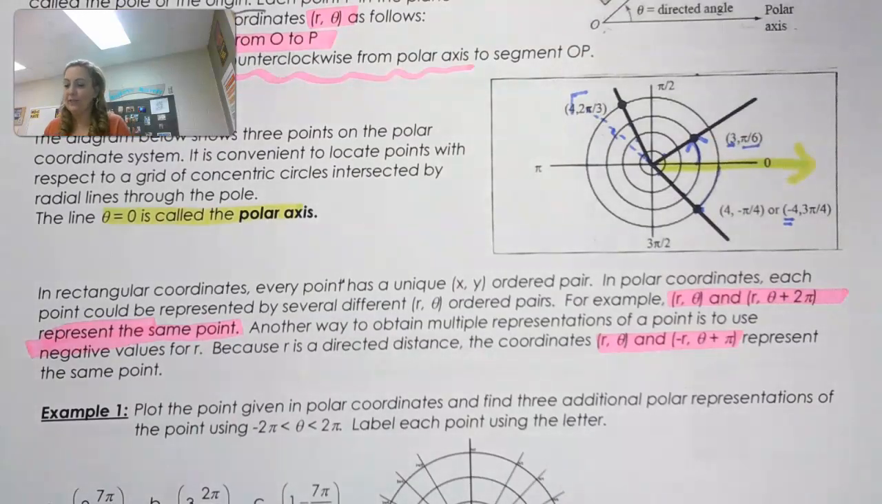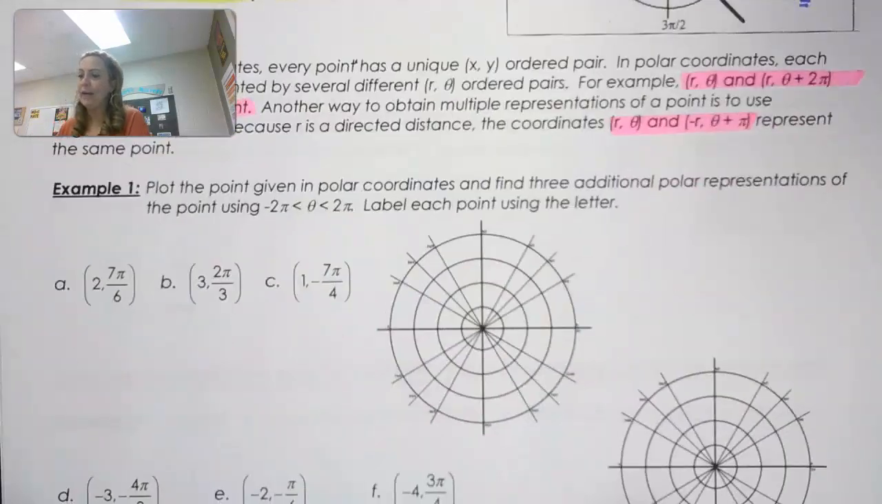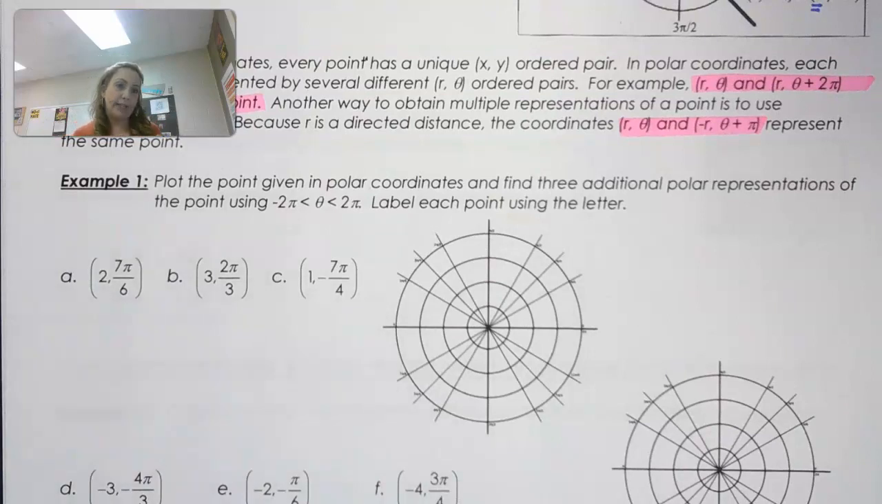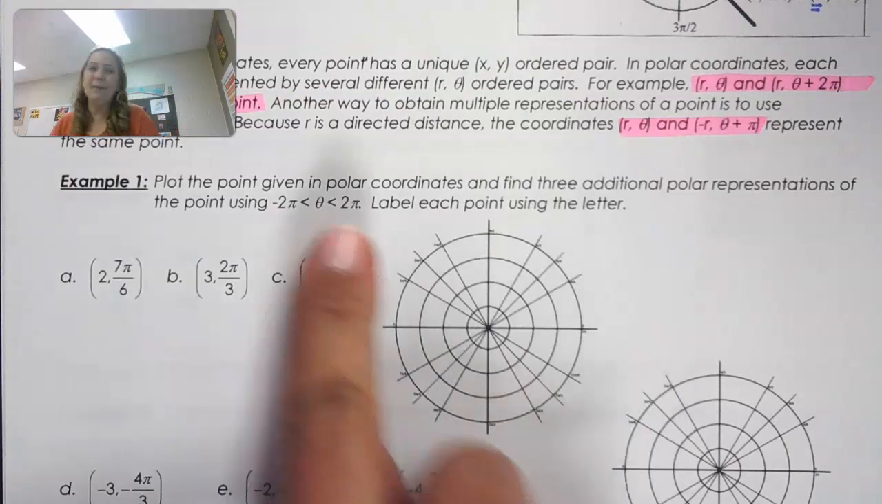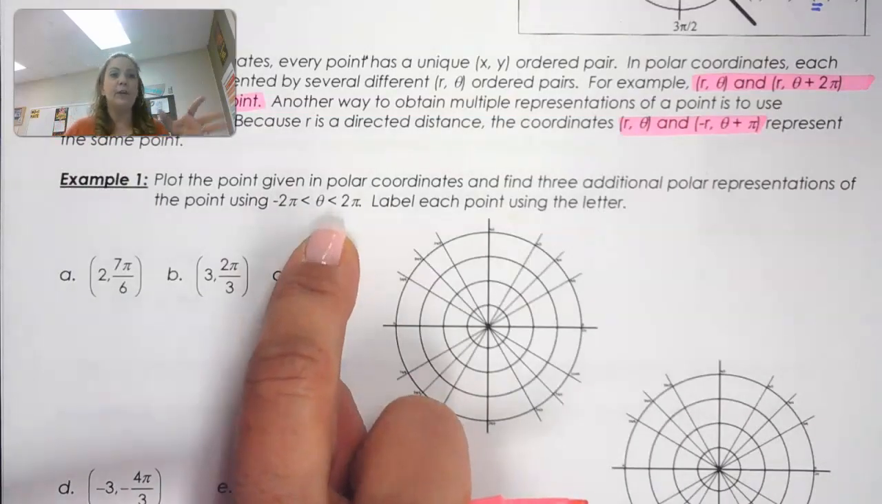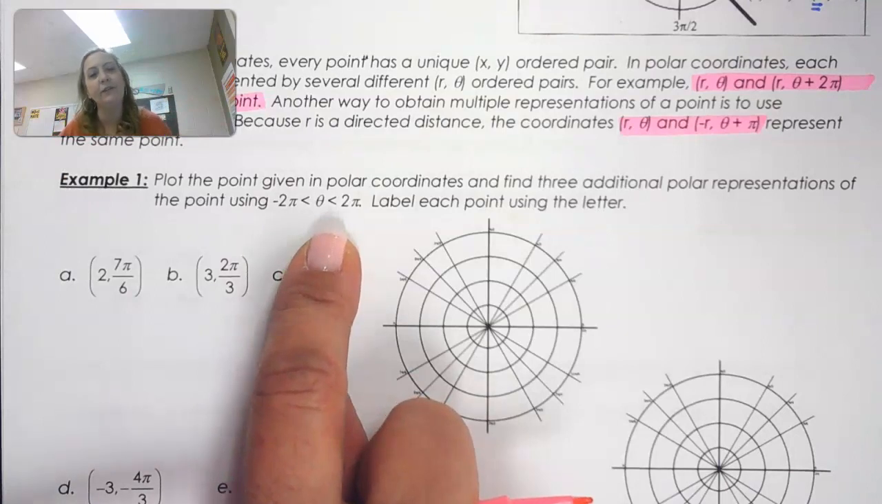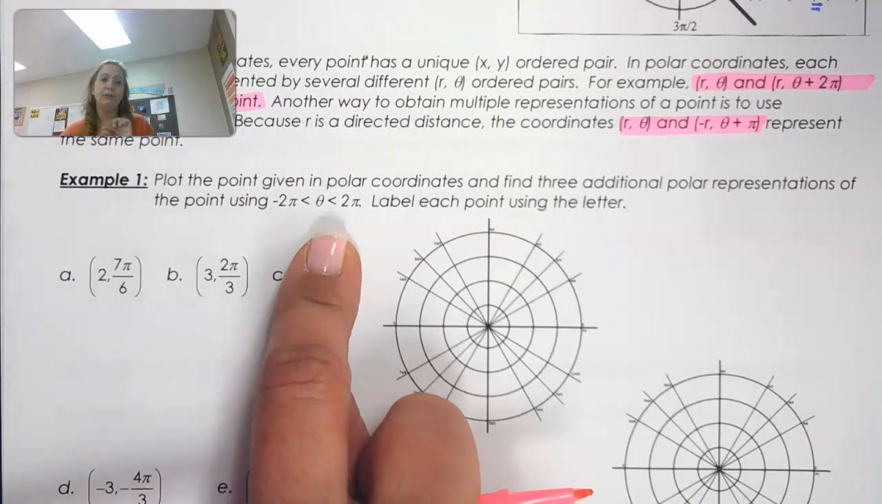So there are lots of ways for us to graph this, to label the same point. In this example, we're going to plot the point given in polar coordinates, and then we're going to find 3 additional polar representations of the point, but I am going to limit you guys. There are an infinite number. Let's just limit ourselves to values of theta between negative 2 pi and 2 pi, okay?